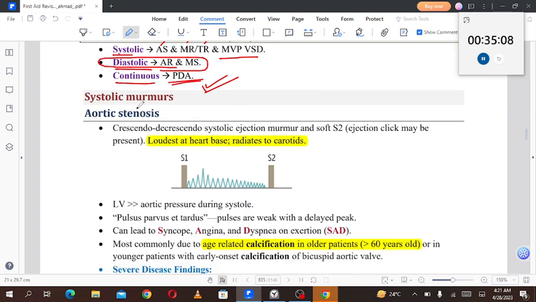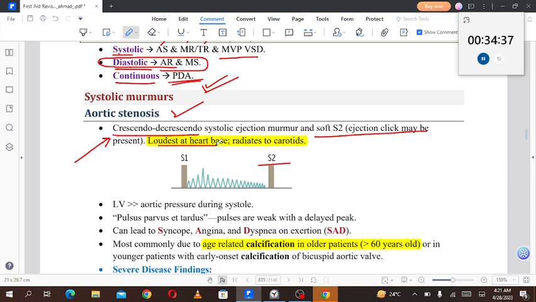Now we'll talk about the systolic murmurs, the first one being aortic stenosis. It is a crescendo decrescendo murmur. Never forget this line, because they will always either give you the statement crescendo decrescendo, or give you a visual like that, or in the worst case scenario give you a sound that increases and decreases in intensity. That is a crescendo decrescendo murmur. So it is a systolic ejection murmur, and a soft S2 and an ejection click may be present.